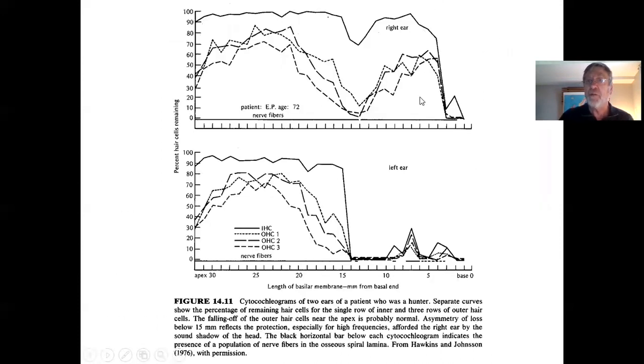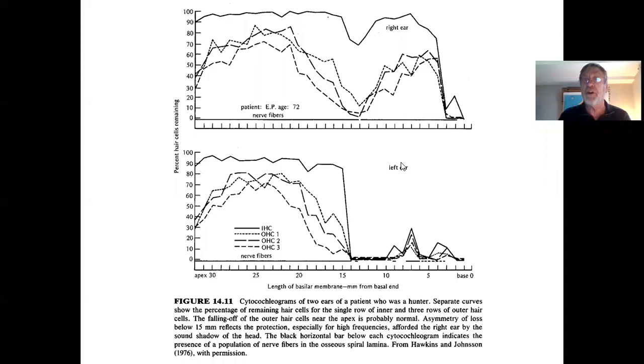Here's a hunter. Now, the hair cell damage was worse in his left ear than his right. Well, if I'm right-handed, my rifle is held like this, and it's my left ear that's facing the rifle. My right ear is hidden behind, so it's not going to get as much damage. So in that hunter, when he died and they looked inside his inner ears, the hair cell damage was more in his left ear than in his right ear.